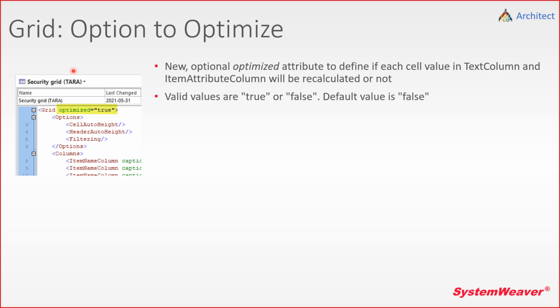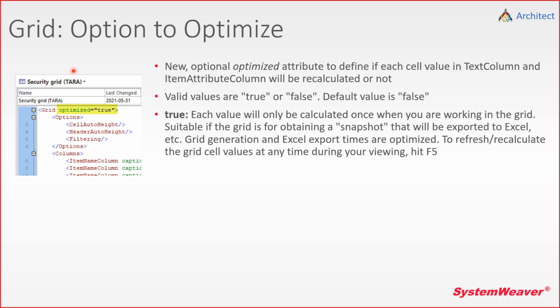So valid values are true or false. Basically, if you don't implement this, the default is false. It's going to work as before. True means that each value is only going to be calculated once. So this is going to be suitable if the grid is for obtaining a snapshot and you're just going to export it to Excel. The optimization is with grid generation, grid scrolling, the Excel export.